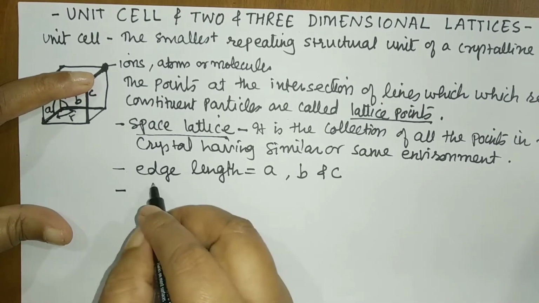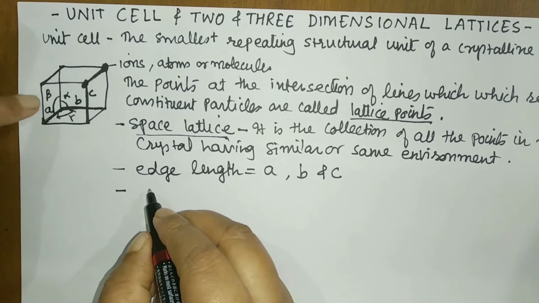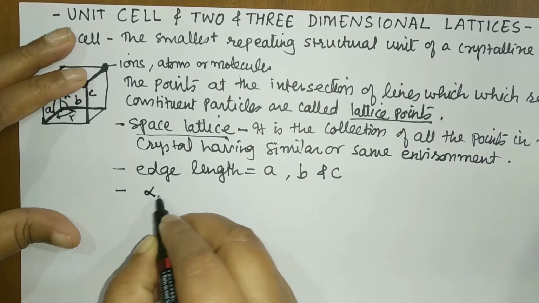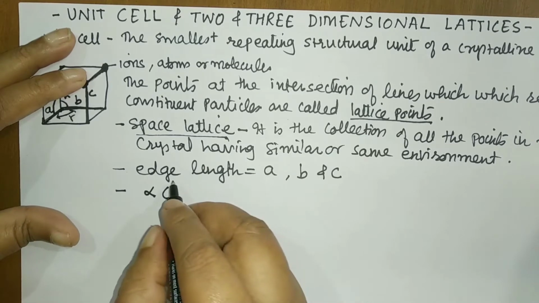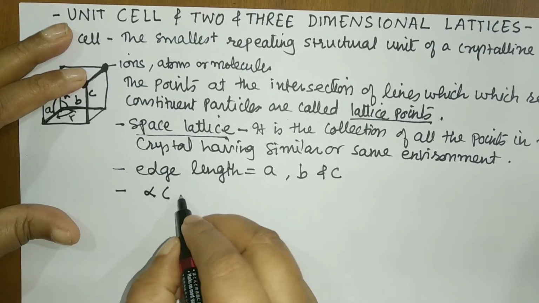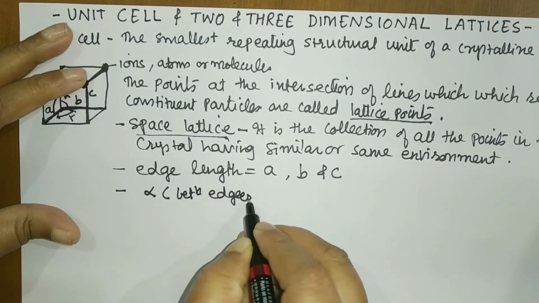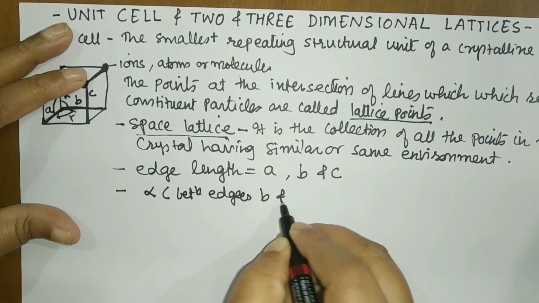Next we have the angles. I will now define the angles. So alpha is the angle which is between edges B and C.